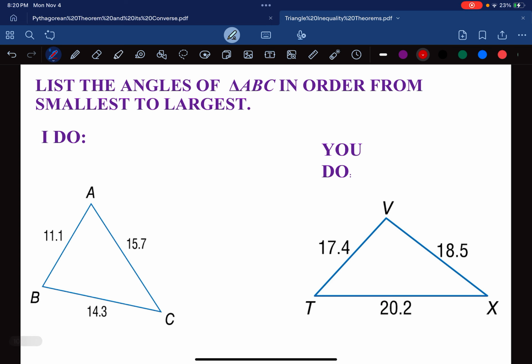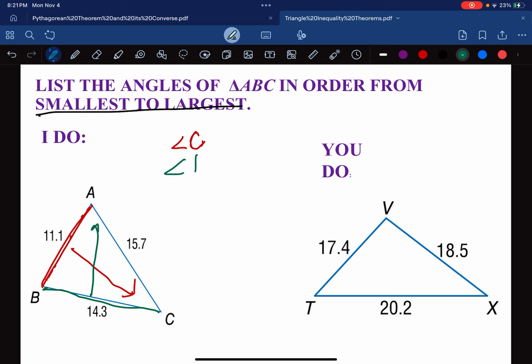So, smallest to largest, angles in order from smallest to largest. So what's my smallest side here? My smallest side is AB, which is 11.1. And across from it is C. So angle C is my smallest. Then, second smallest is 14.3. And that next one is A. And then my biggest is 15.7, which is angle B.